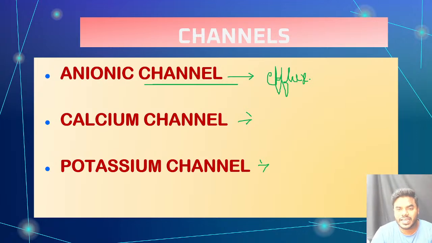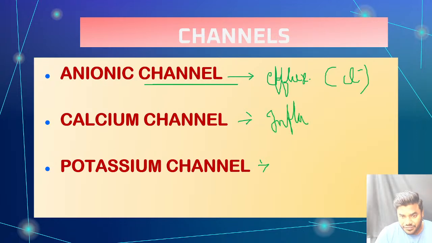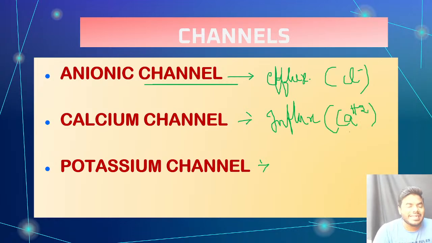If the anion, for example chlorine, wants to go out of the cell, then only it will use the anionic channel. Suppose chlorine wants to enter inside, it never uses these channels. So for the efflux of chlorine or certain anions, they will use channels. And the best example is calcium. If calcium wants to enter inside, calcium enters the cell via calcium channels.